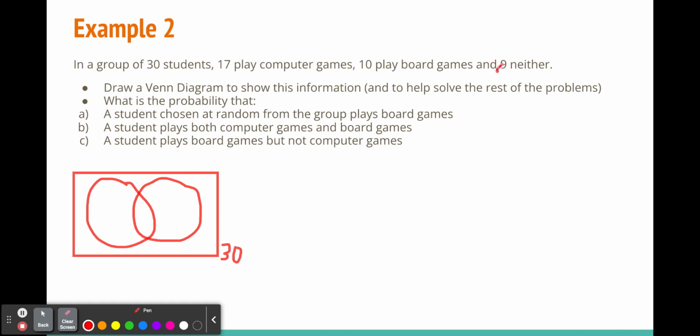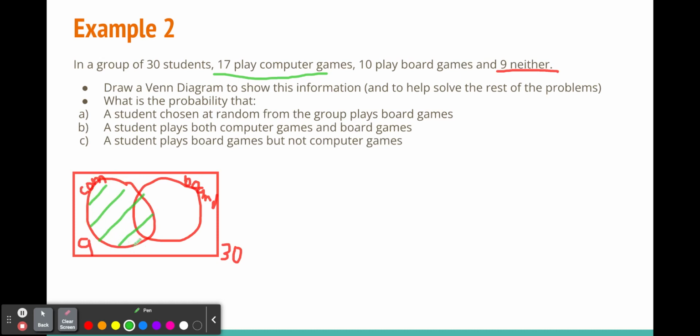The first number that we can put directly on our Venn diagram is 9. 9 play neither. So 9 is going to be outside of my two events. My two events will be computer games and board games. Now, if we look at the other information given, we have 17 play computer games. That means that there's 17 inside all of the computer games.